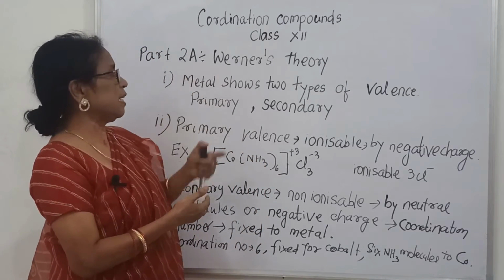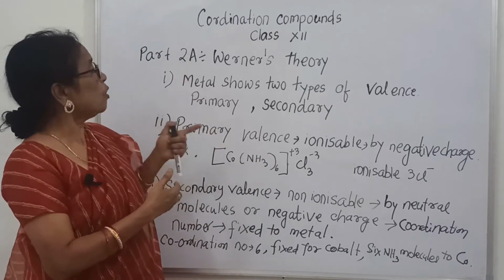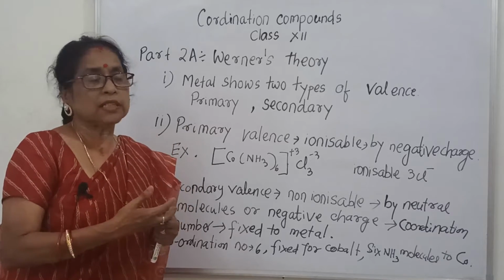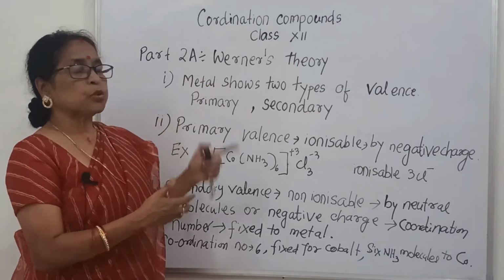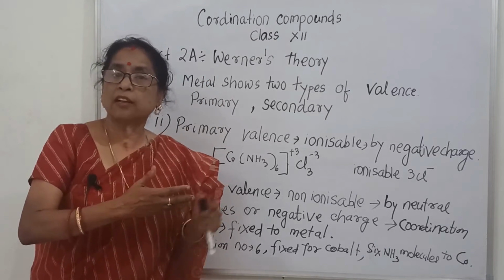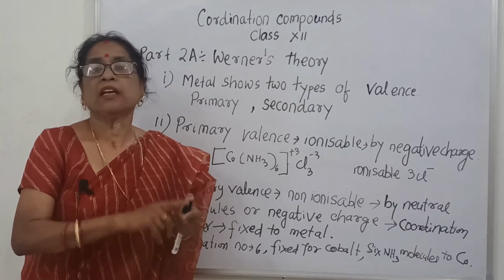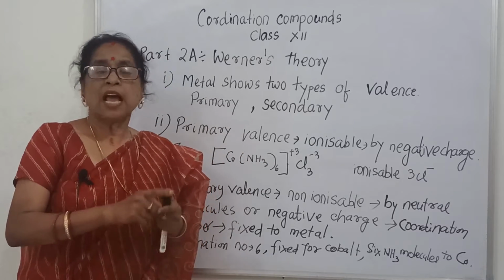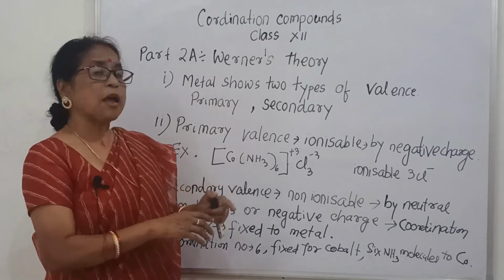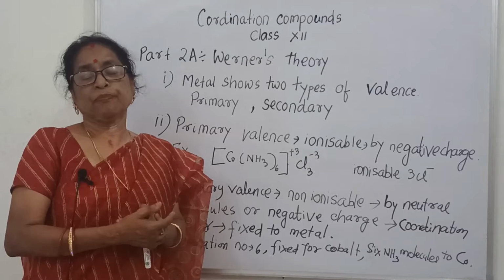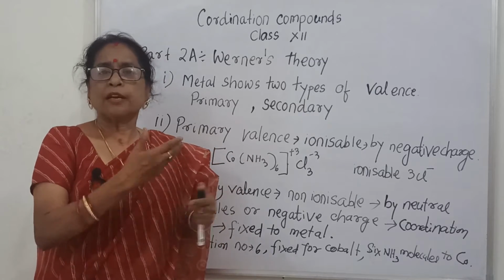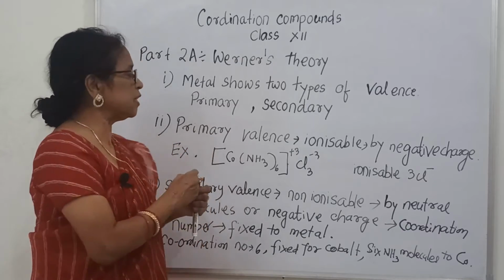Now Werner was the scientist who proposed this theory. What is that theory? There are so many theories, and here the metal shows two types of valency. What is that metal? It is only a transition metal, that is D block elements, and in D block some also show this type of primary and secondary valency. What is meant by primary and secondary valency? In previous videos I have explained a little bit.